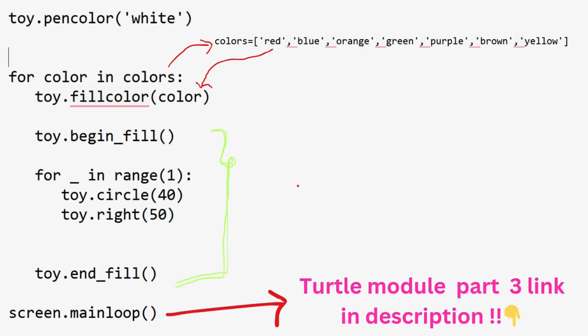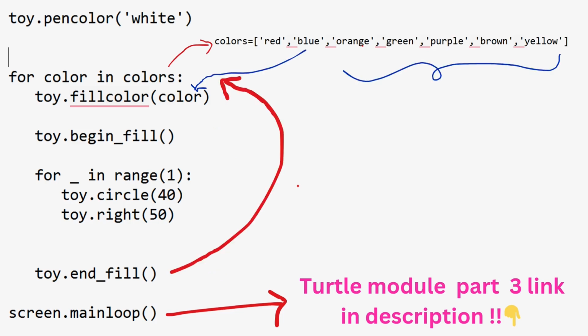Then the shape which we have to fill with colors needs to be wrapped between the begin_fill and end_fill methods. So that's what it is. We have called the toy.begin_fill method. Then the for loop comes here, set to range of 1. So it is going to draw a circle with radius 40, and then take a right turn by 50 degrees. Now toy.end_fill. So what happens? The whole circle will be filled with red color.